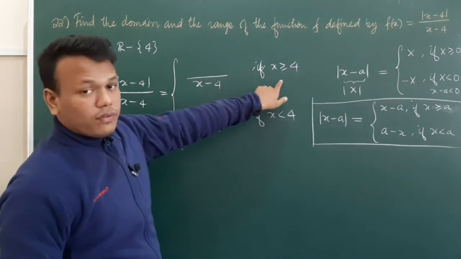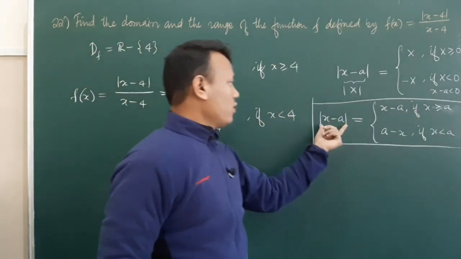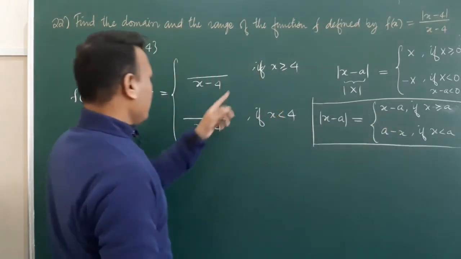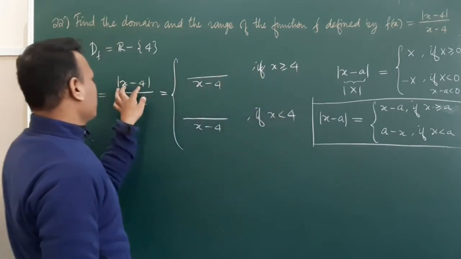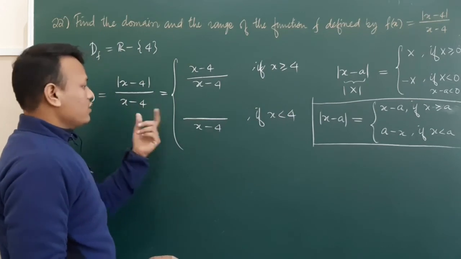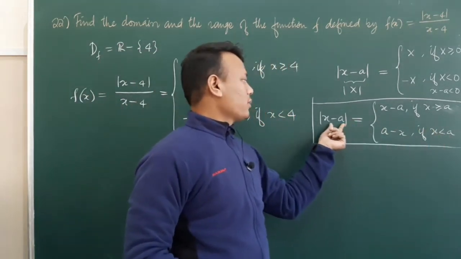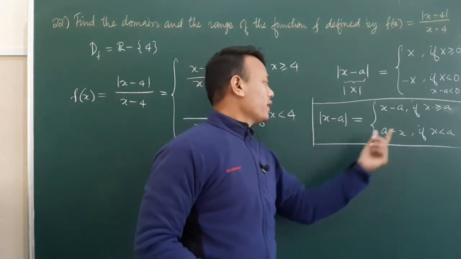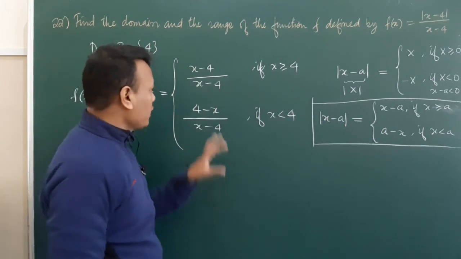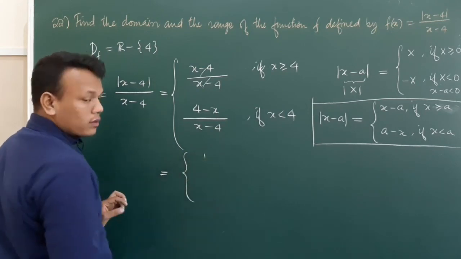Now if x is greater than or equal to 4, then this modulus will be equal to this number itself, x minus a. So that's why if x is greater than or equal to 4, then this remains x minus 4. Now similarly, if x is less than 4, then x minus modulus of x minus 4 becomes 4 minus x, isn't it? So this becomes 4 minus x. All right. Now these two get cancelled. So how much is left? It is 1.